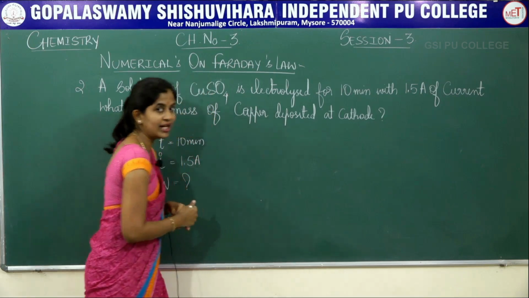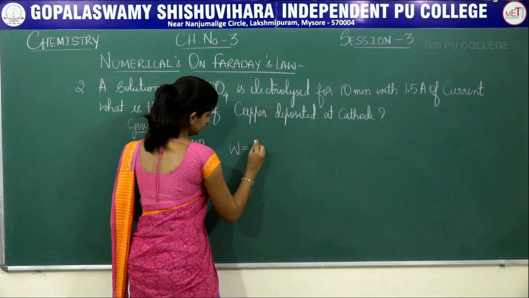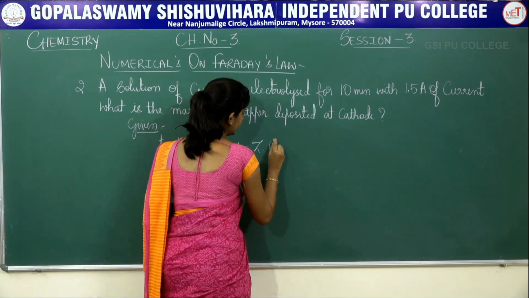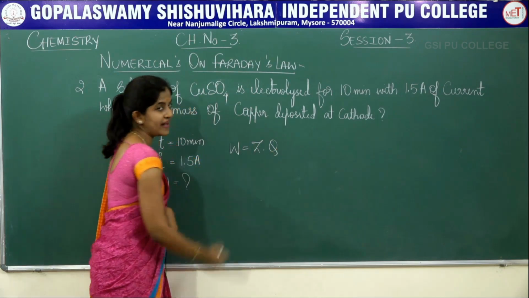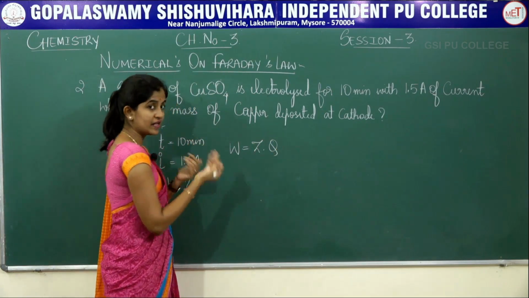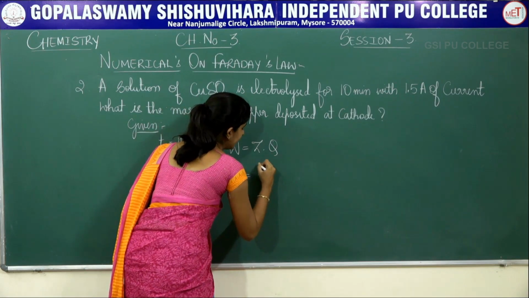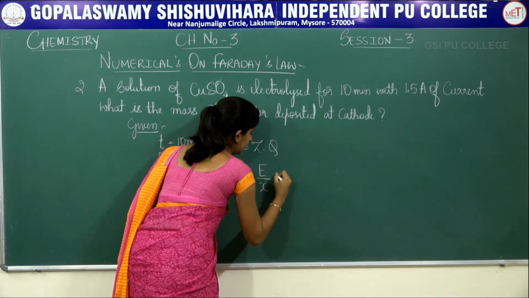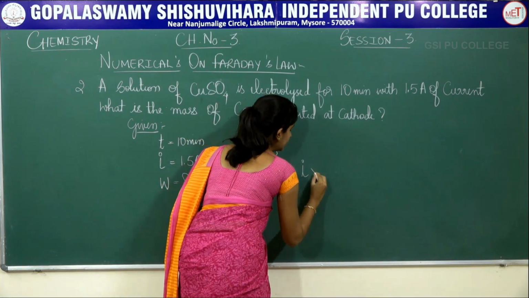So let us have the formula, that is W is equal to Z into Q. Since these factors are not given, I will have the substituted formula, that is W is equal to Z, which is E divided by X into 1 by F into I into T.